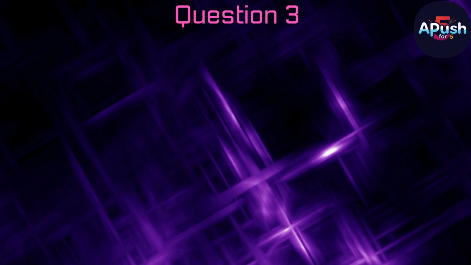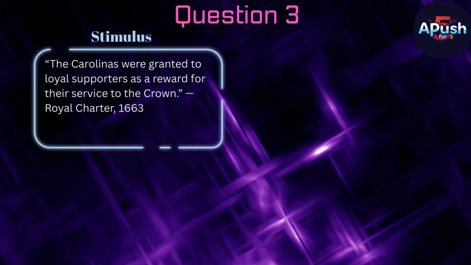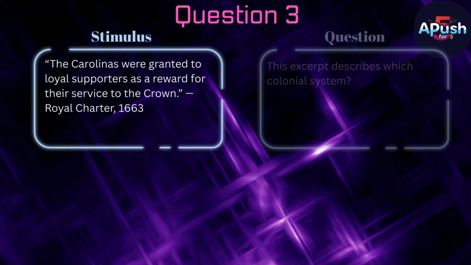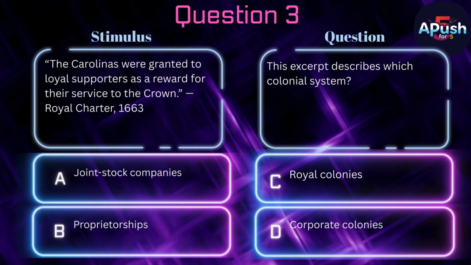Question 3. Stimulus. "The Carolinas were granted to loyal supporters as a reward for their service to the Crown." Royal Charter, 1663. Question. This excerpt describes which colonial system? A. Joint stock companies. B. Proprietorships. C. Royal colonies. D. Corporate colonies.